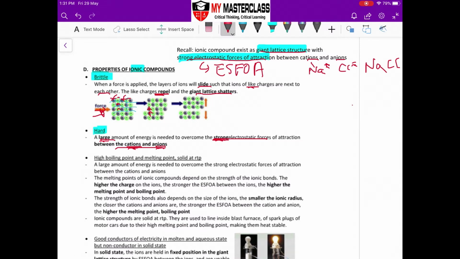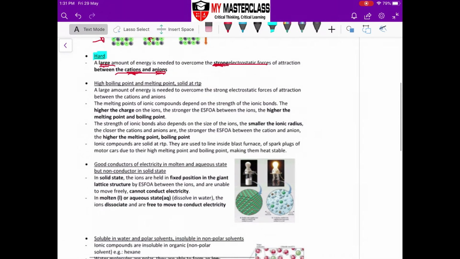The next property that we are going to look at is the melting point and boiling point. Ionic compounds have high melting points and high boiling points, and these correlate to them being solid at room temperature.